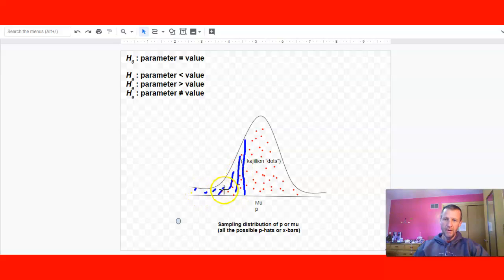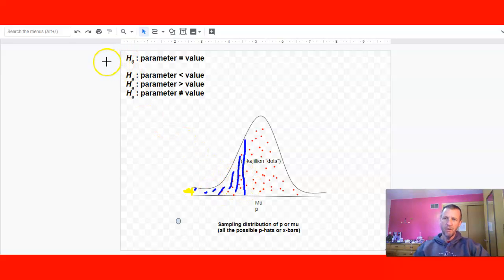For the blue one, there's quite a bit of area in that blue part. For the yellow one, if you can remember, if you can see it, my yellow dot was down here. This area down here is really small. The yellow area has a really small p-value, a really small probability of happening. The blue one has a higher probability of happening.